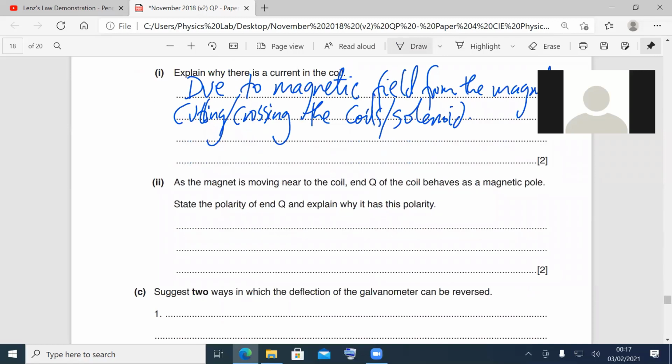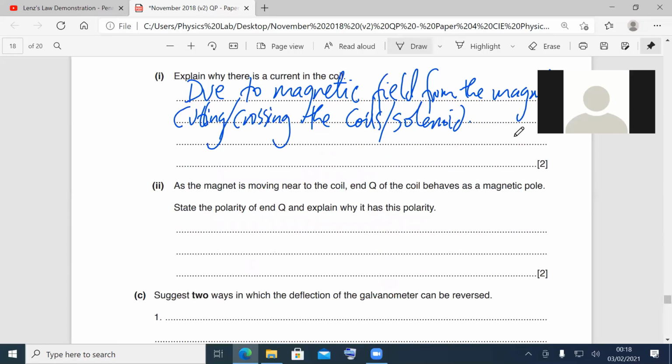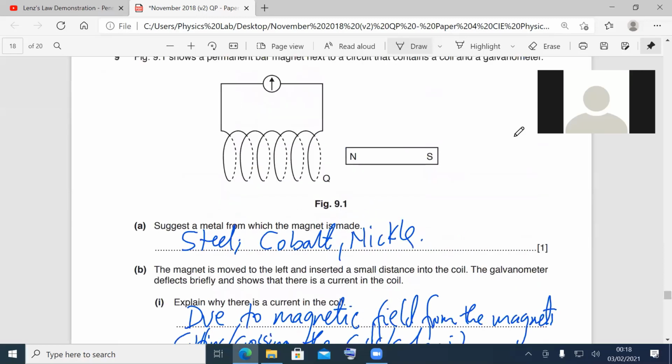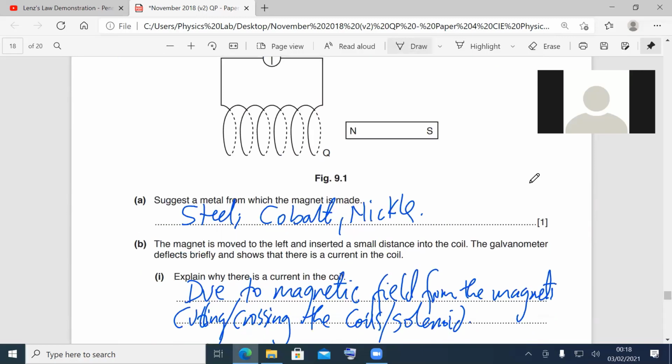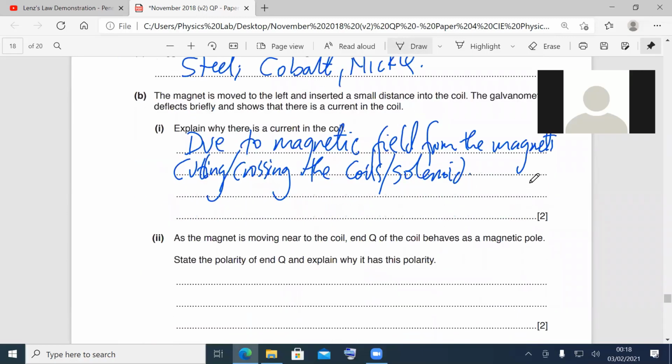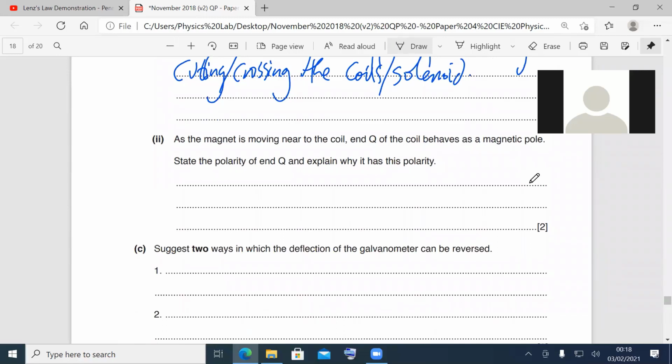Then Roman 2, as the magnet is moving near to the coil, end Q of the coil behaves as a magnetic pole. State the polarity of Q and explain why it has this polarity. Poles, north, south. So when it's coming close, of course, it becomes a like pole for the magnet, to repel.